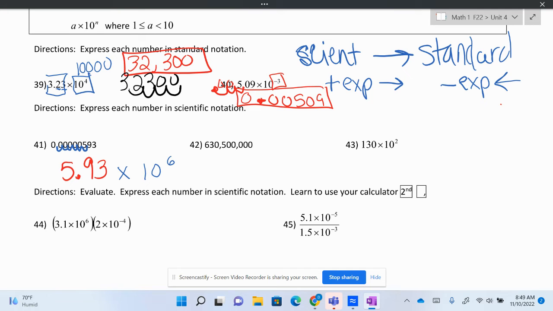But I want to talk about that. With that positive exponent on the 10, I'm making this number bigger, right? Is the original number bigger than this, or is it smaller? So that means your exponent has to be negative.